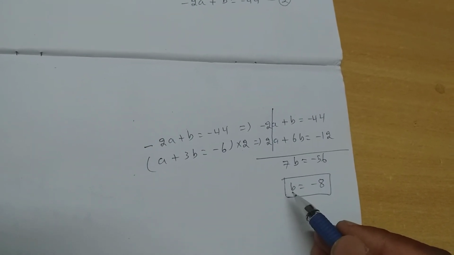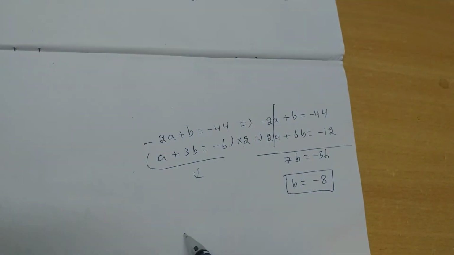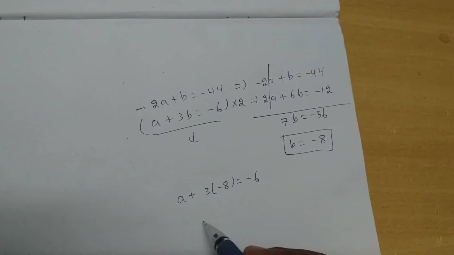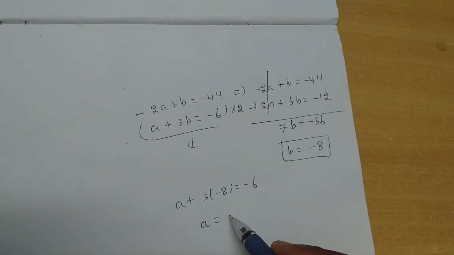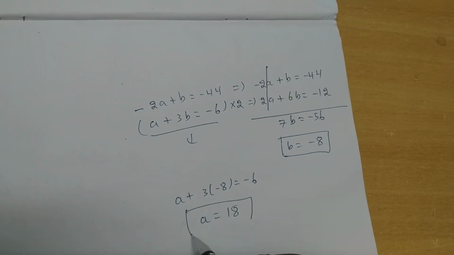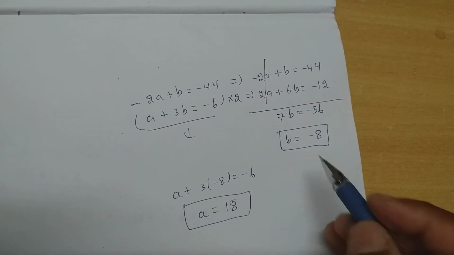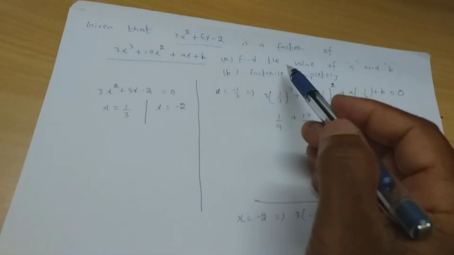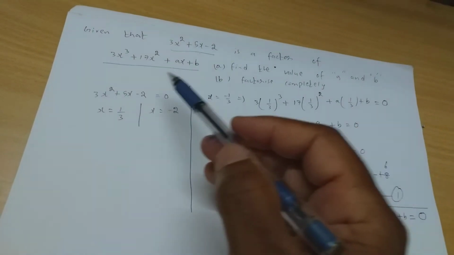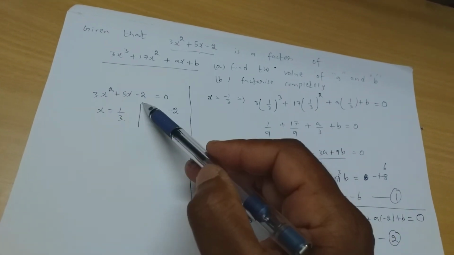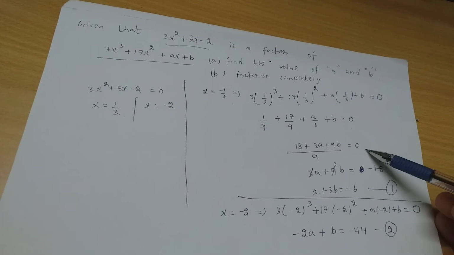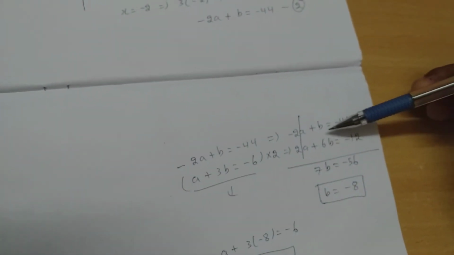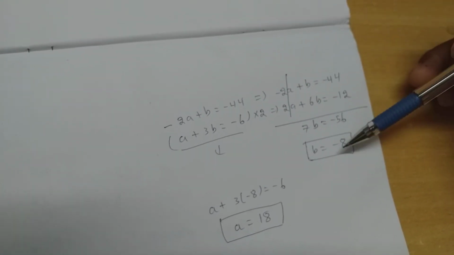Place it in any equation. Here if I put a plus 3 into minus 8 equal to minus 6, I get a value to be plus 18. Are we clear? a to be 18, b is minus 8. How did we do? Nothing. He just said this is a factor. So I got the two values for x. When I put them, it should be equal to 0 because he said it's a factor, so the remainder should be 0. Solving those two equations, I get the values for a and b.